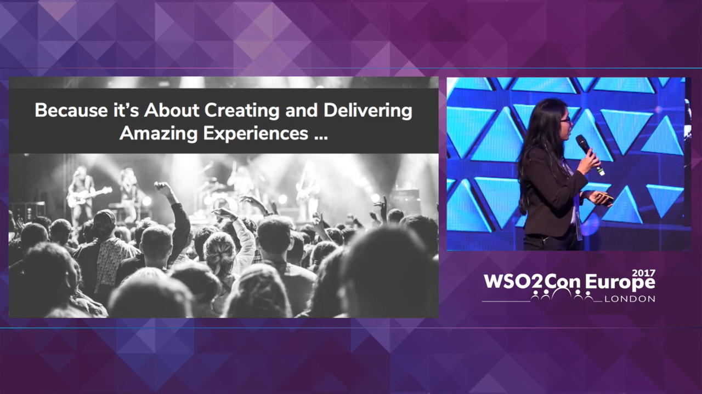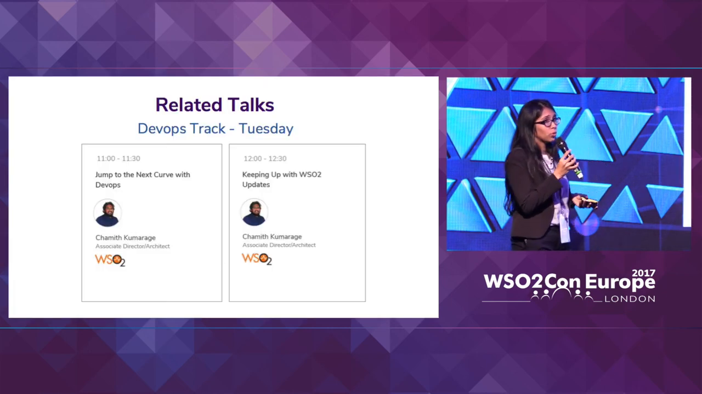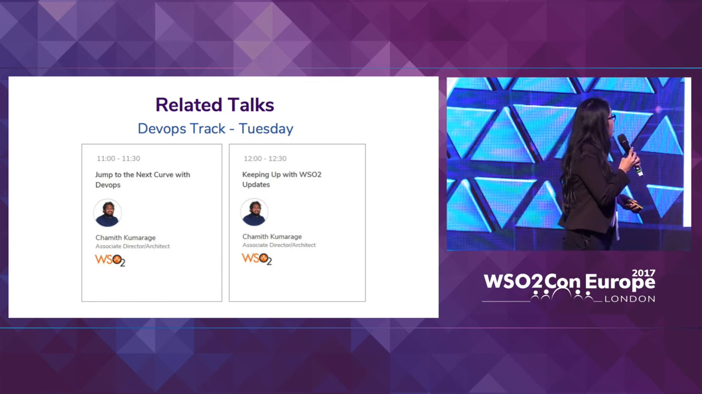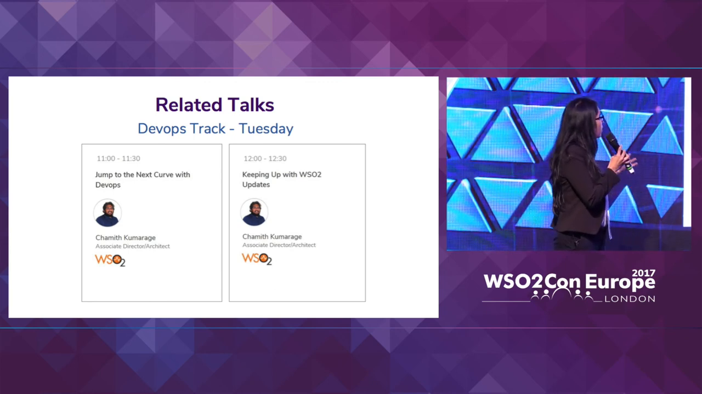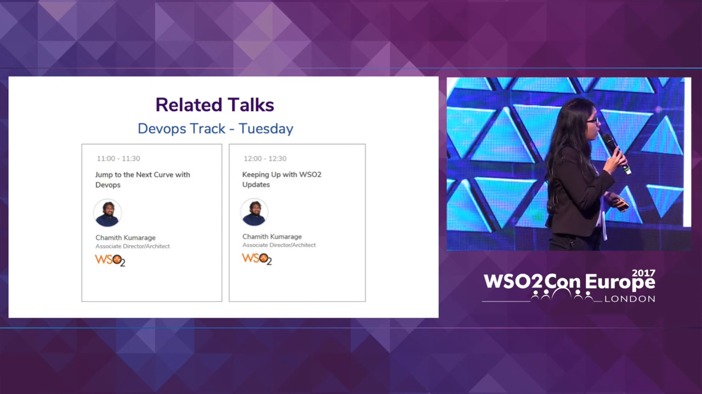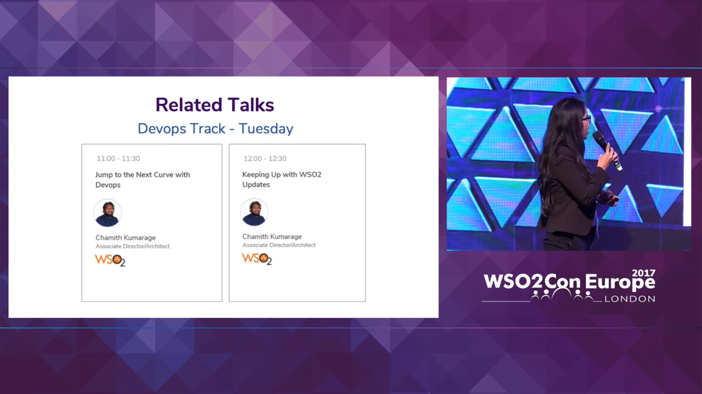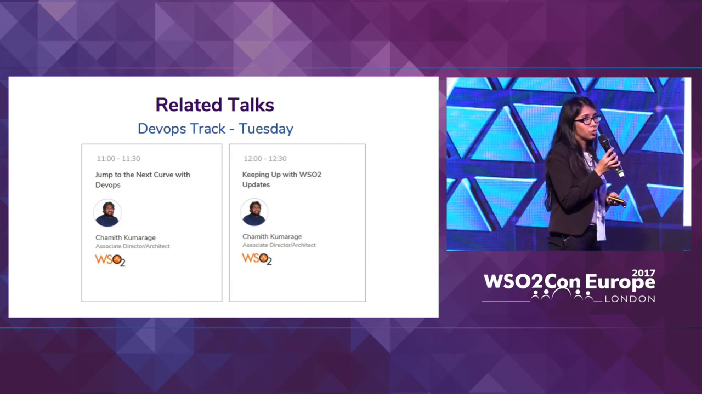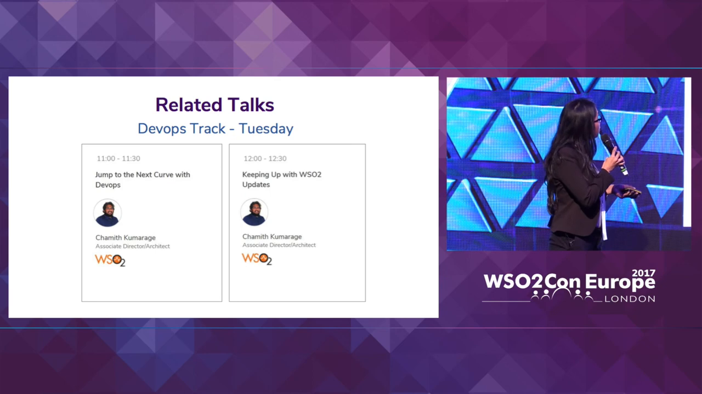So it's very important that you are able to deliver all of these things easily, which is why you need to optimize your operations and leverage CI, CD, and CDEP. So if you want to learn more about these concepts, CI/CD, or also about WSO2 updates, you can attend the DevOps track tomorrow. Chamith will be conducting these two talks, and I'm sure you'll find it very useful.